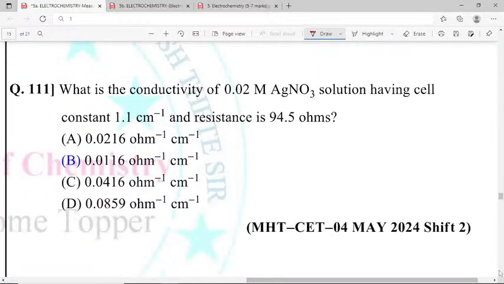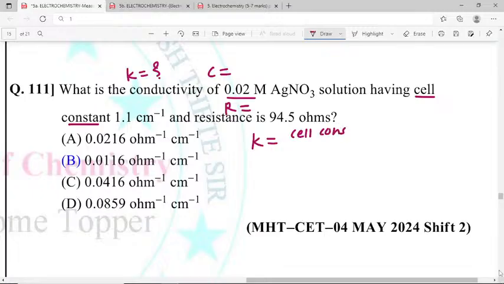What is the conductivity of concentration given? Cell constant given. Resistance also given. Conductivity we have to calculate it, K. So conductivity is equal to cell constant divided by resistance. Substitute the value, we'll get the answer.